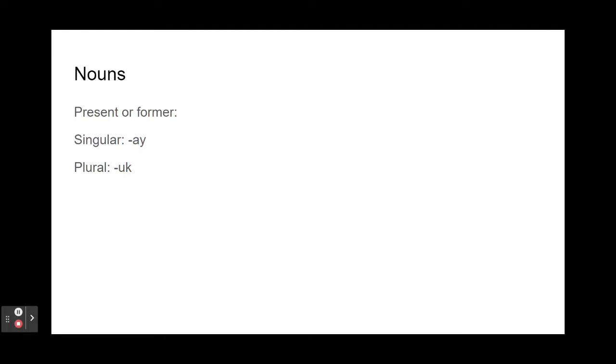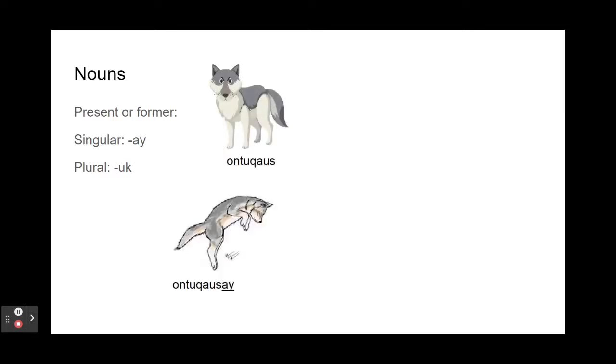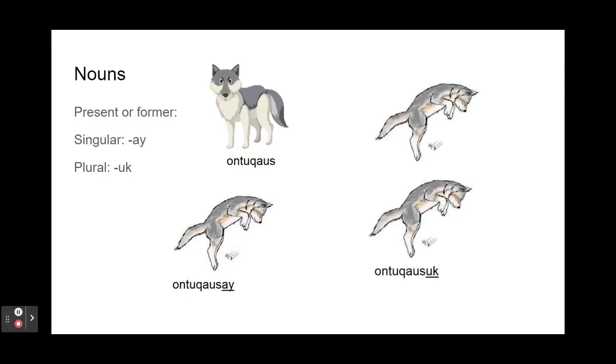Now, we have agglutination for singular and plural former, which is ai and uk. So ontukaus, a wolf that's not here, is ontukausai. Multiple wolves that are not here are ontukausuk.